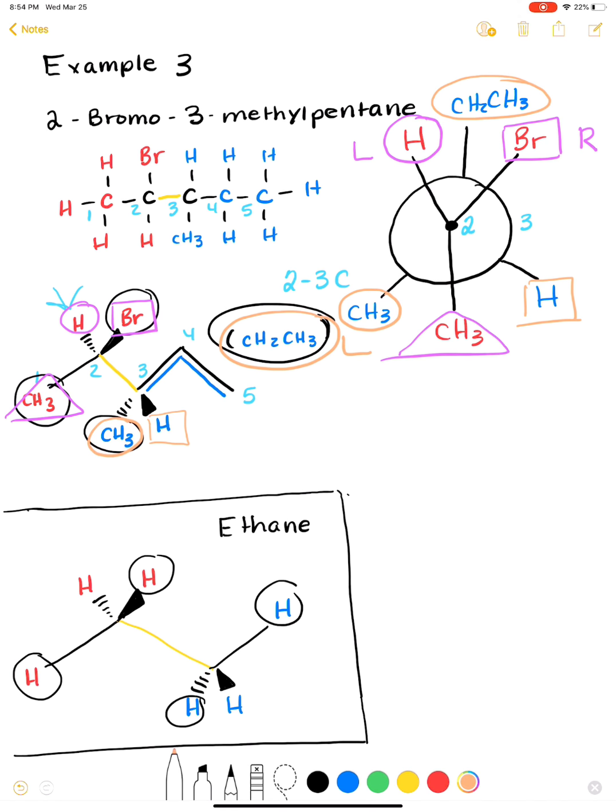That is how you would draw the Newman projection for 2-bromo-3-methylpentane. I hope this helps.